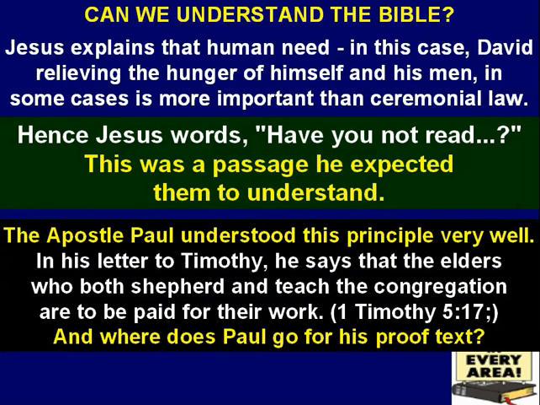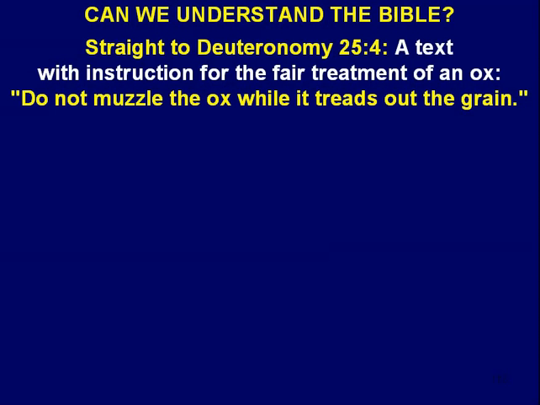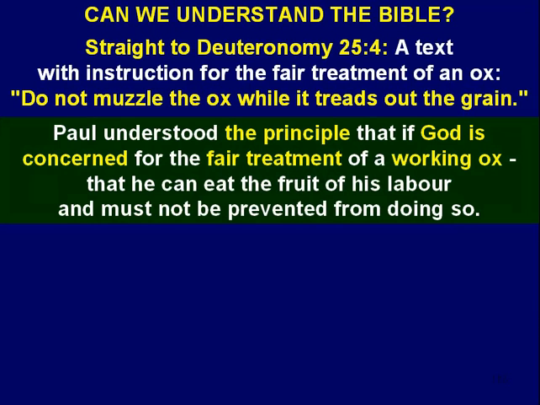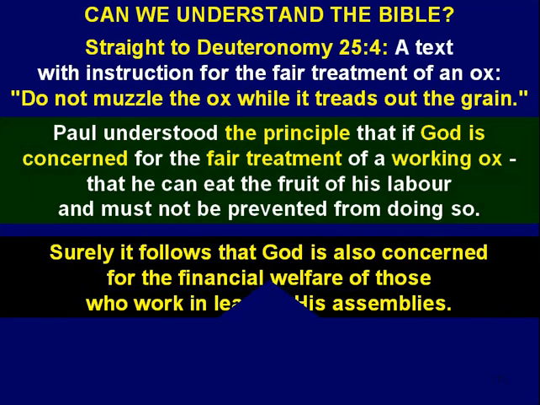In his letter to Timothy, he said that the elders who both shepherd and teach the congregation are to be paid for the work. Where does Paul go for his proof text? Straight to Deuteronomy 25, verse 4, a text with instruction for the fair treatment of an ox. "Do not muzzle the ox while it treads out the grain." Paul understood the principle that if God is concerned for the fair treatment of a working ox, that he can eat the fruit of his labour and must not be prevented from doing so. Surely it follows that God is also concerned for the financial welfare of those who work in leading his assemblies.